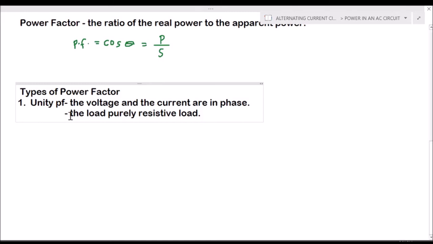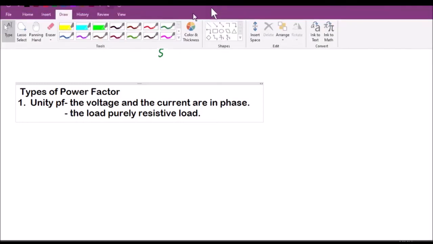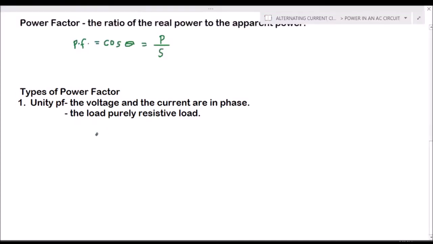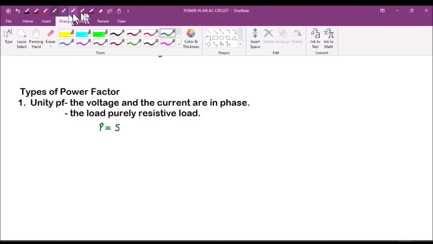So the ratio between the real power and the apparent power is equal to 1. So in other words, the capacity of our system is equal to the real power of the system. Or we could write this one, if the power factor is unity, we could write that our real power is equal to our apparent power. So that is unity power factor.